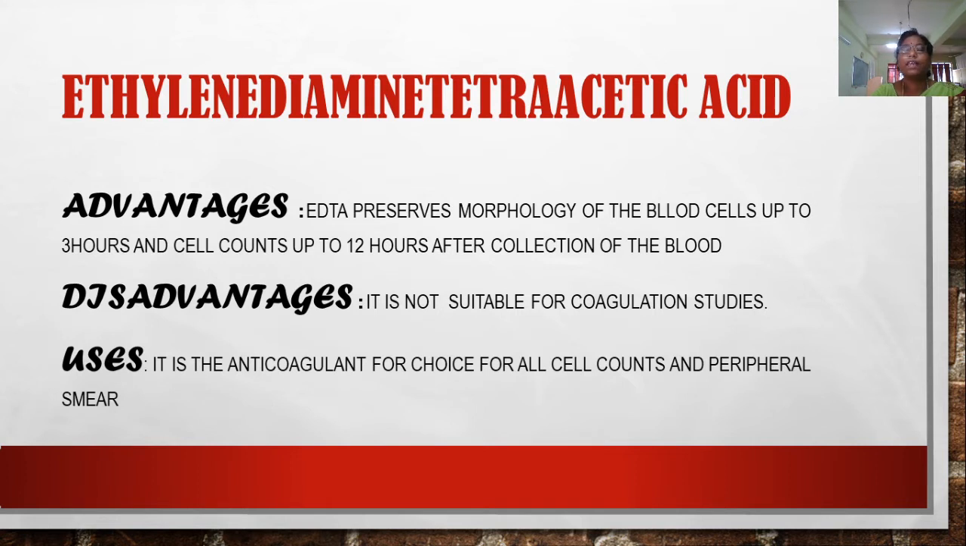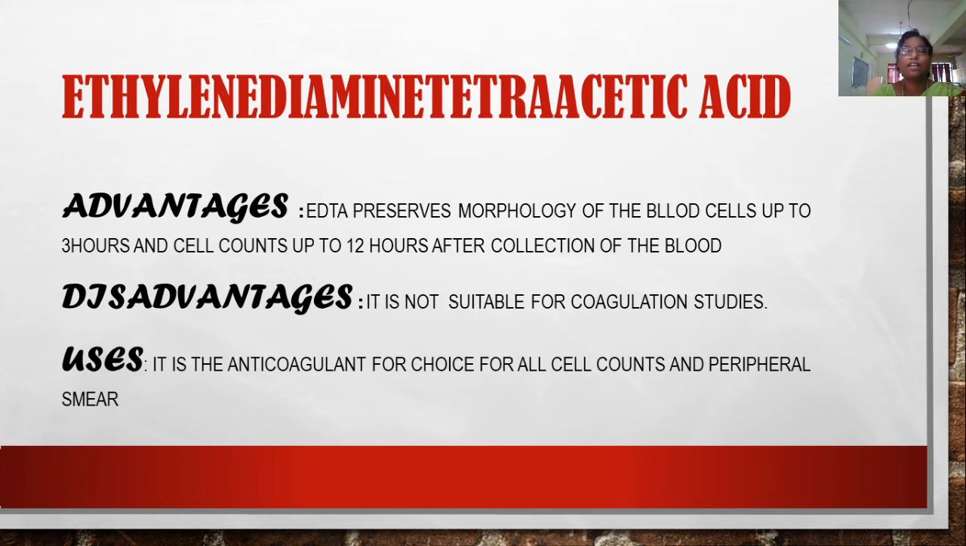Advantages: EDTA preserves the morphology of the blood cells up to 3 hours and cell counts up to 12 hours after collection of the blood. When we collect the blood in an EDTA tube, it preserves the morphology of the cells up to 3 hours after collecting the blood, and cell counts up to 12 hours. These are the advantages of EDTA.